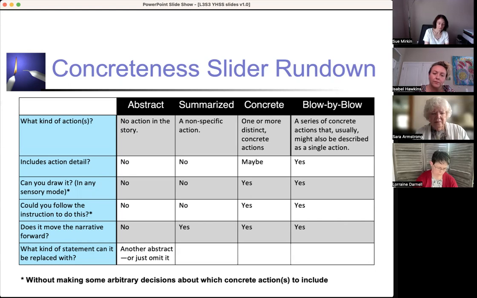What kind of statement can a summarized statement be replaced with? Either blow by blow or concrete. The other two of the three. The same thing for the concrete. It's either blow by blow or summarized. The blow by blow can be replaced by concrete or summarized.